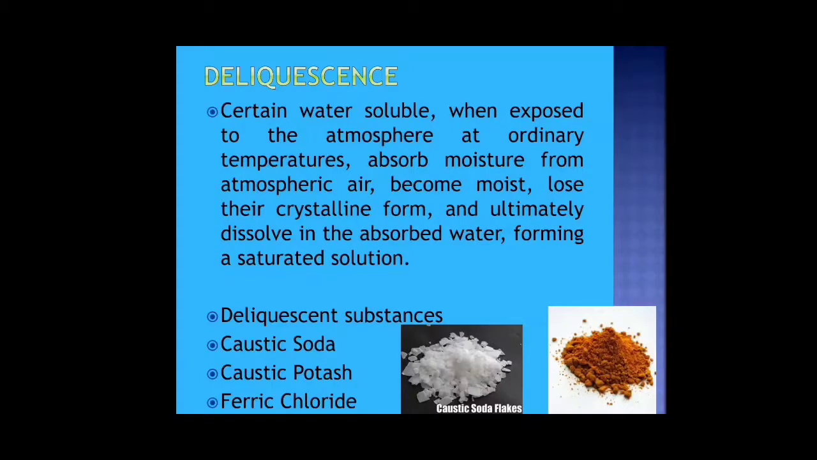The examples here are caustic soda, caustic potash, and ferric chloride. What is caustic soda? That is sodium hydroxide. Caustic potash is potassium hydroxide. We need to learn them by their names and also by their formulas. Caustic soda, sodium hydroxide, caustic potash, potassium hydroxide. And we have ferric chloride as well. If you have caustic soda flakes, as you see on your screen, they are very much crystalline in nature.